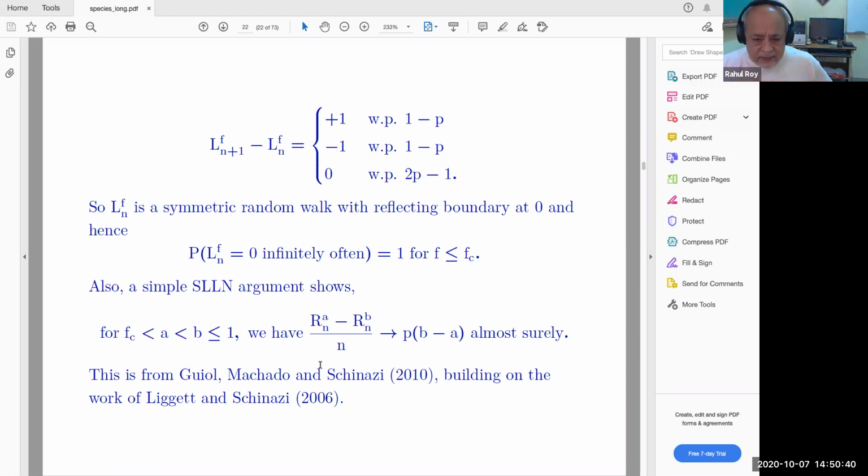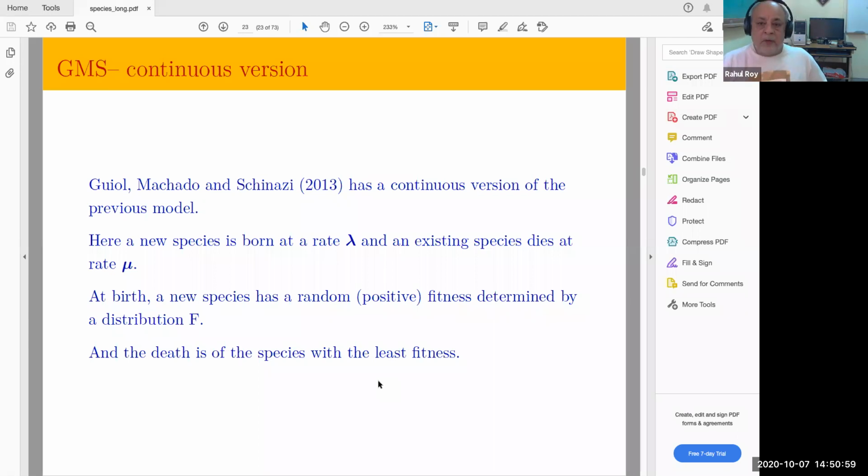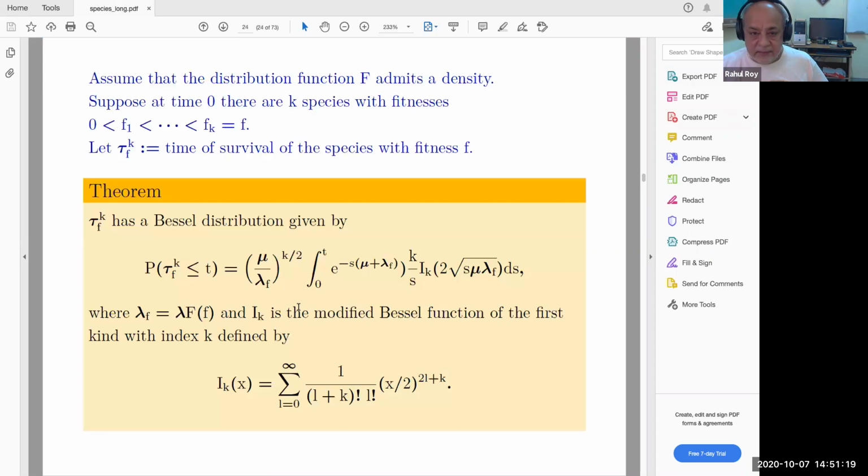Okay. And this is from this paper of theirs. And well, they claim that this builds on the work of Liggett and Schinazi in the sense that only the least fit species is killed. They also have a continuous version of this model where a new species is born at rate lambda and an existing species dies out at rate mu. So at birth, a new species has a random positive fitness determined by a distribution F, and the death is of the species with the least fitness, as before.